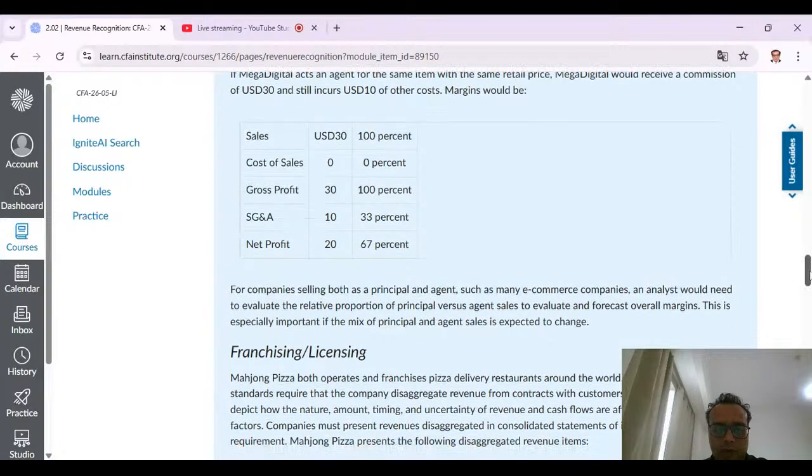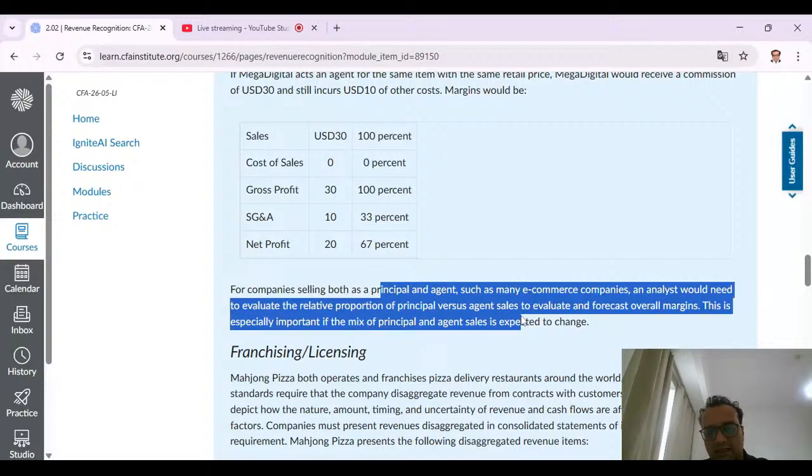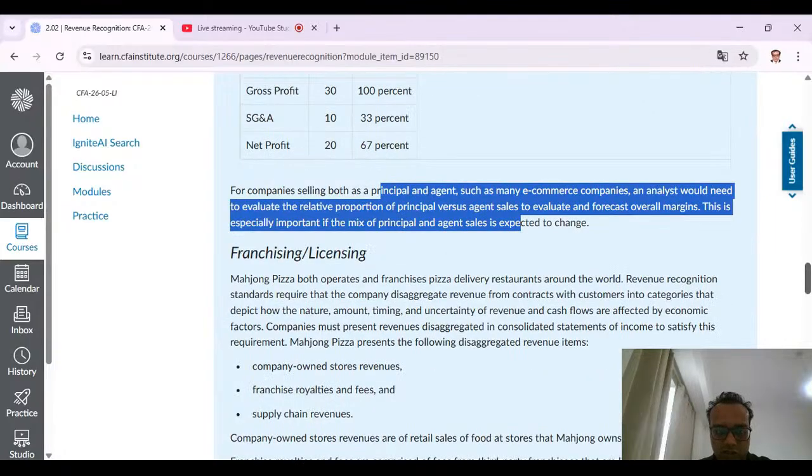So for companies selling both as a principal and agent, such as e-commerce companies, an analyst would need to evaluate the relative portion of the principal versus agent sales to evaluate and forecast overall margins. This is especially important if the mix of principal and agent sales is expected to change.